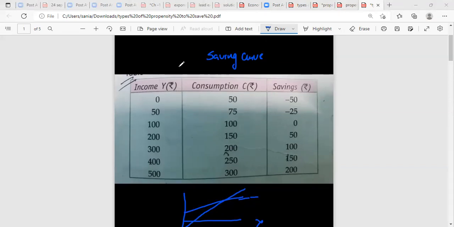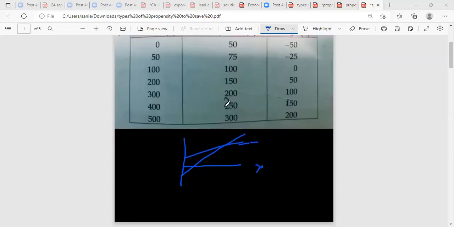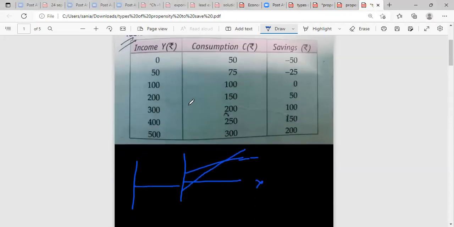Okay, so now we are going to draw the schedule for propensity to save. This is your schedule: you have income, consumption, and savings. This is a table, the same as you did when doing propensity to consume. There you also drew a graph. First you will draw the table, and then the graph. This x-axis is going to be your income. First you will draw the consumption curve like this, and after that the saving curve, which will start from here. Somewhere it will intersect, here or there.